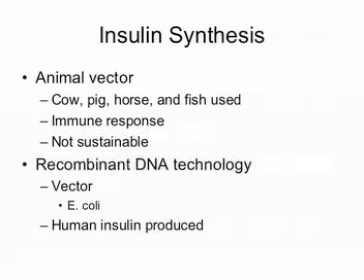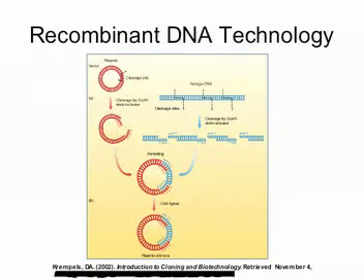DNA recombinant technology is now widely used to produce human insulin using bacteria such as E. coli as a vector. This diagram shows how recombinant DNA technology works.